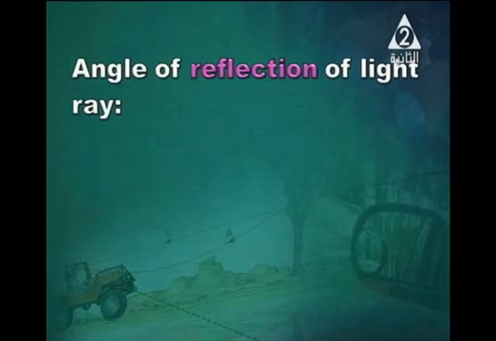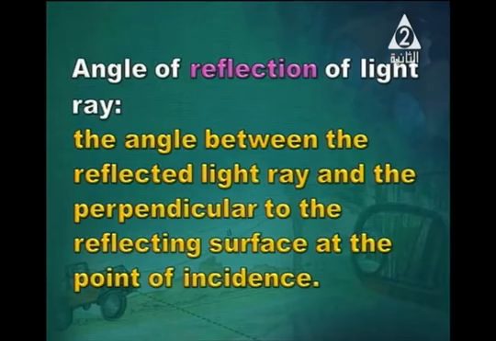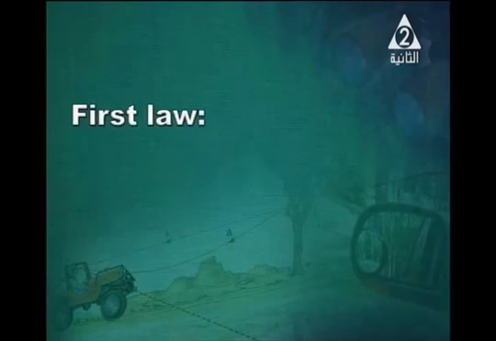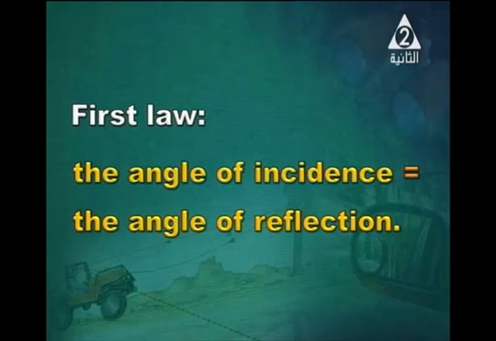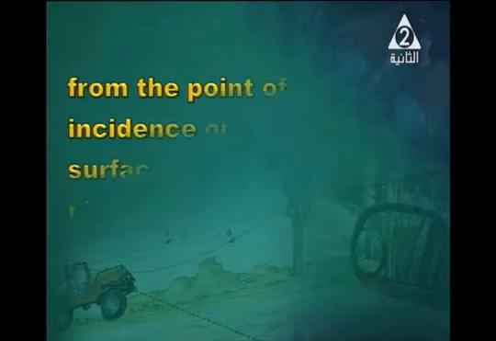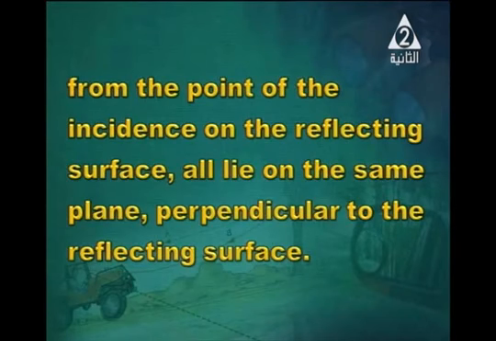What is meant by the angle of reflection of the light ray? It is the angle between the reflected light ray and the perpendicular line to the reflecting surface at the point of incidence. What are the laws of light reflection? First law: the angle of incidence equals the angle of reflection. Second law: the incident light ray, the reflected light ray, and the perpendicular line from the point of incidence on the reflecting surface all lie on the same plane perpendicular to the reflecting surface.